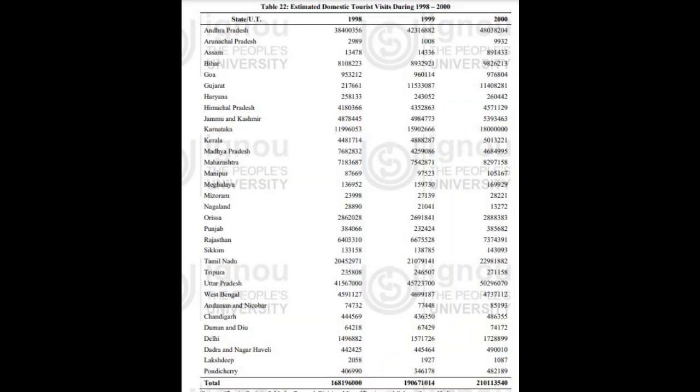The Domestic Tour Operators Association has also been formed with the aim to highlight the problems in their area. Domestic tourism markets are mainly concentrated in big and medium towns, and the countryside market is yet to be explored. Table 22. Estimated domestic tourist visits during 1998 to 2000. Look at the screen. Table 23. Estimated region-wise domestic tourist visits during 1998 to 2000.